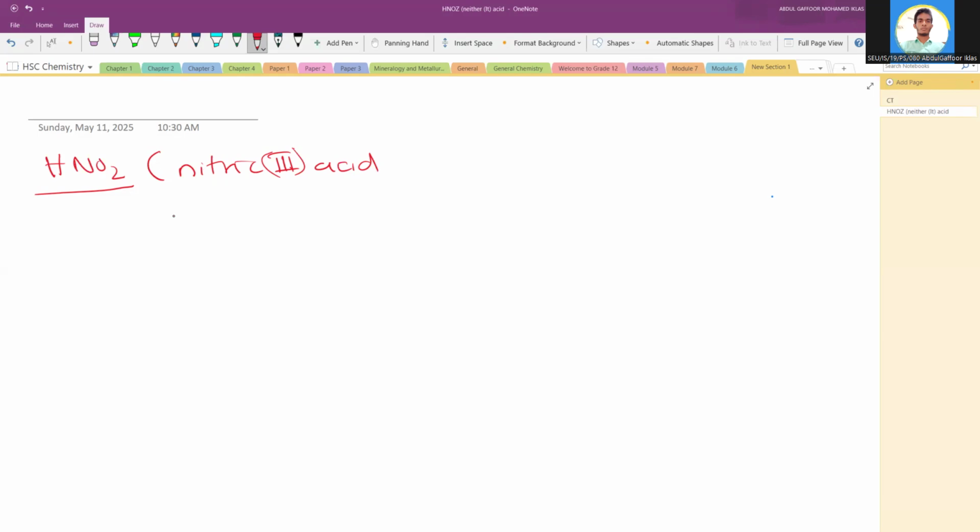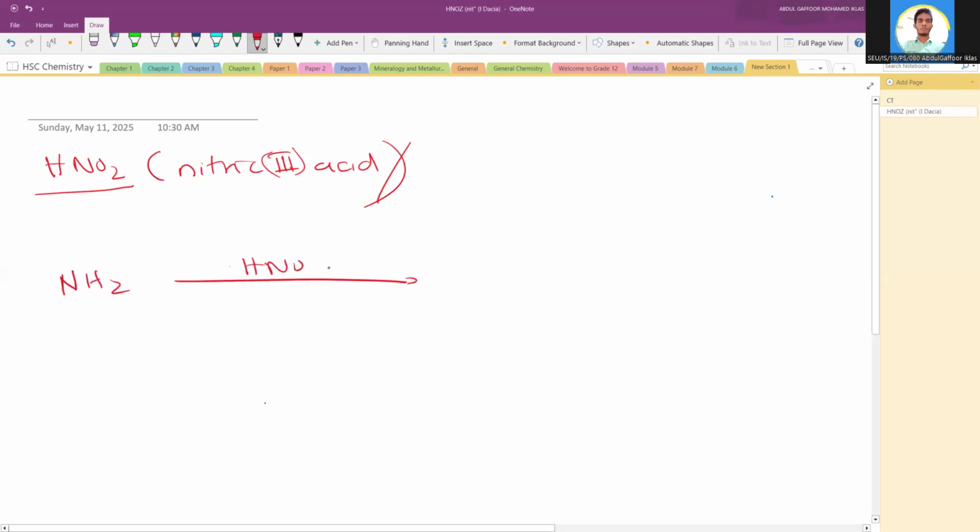You equate it to 0 and then you find the known one, which would be hydrogen, and you solve it like that. And we can even call this nitrous acid also, right? So these are the names, that doesn't matter. So if you have NH2 and you put HNO2, it will convert NH2 to OH. That is the function of this nitrous acid.